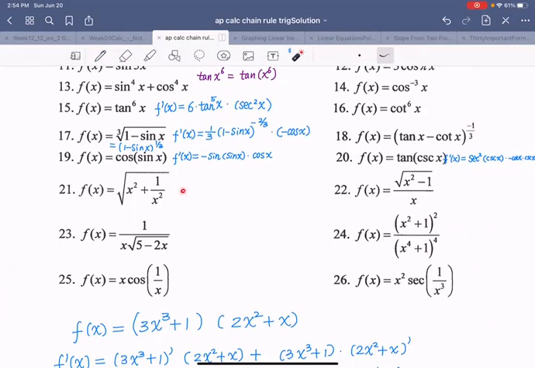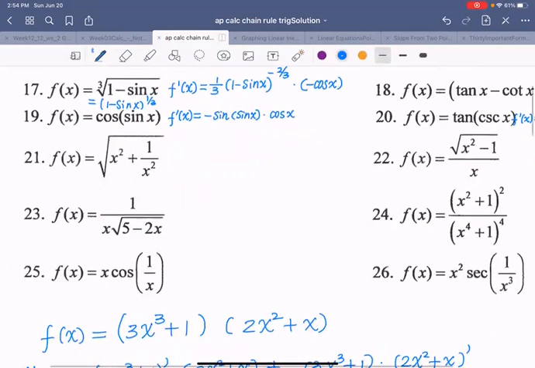Let's see if there are any other harder questions. This is using chain rule. You treat this to the power of 1/2, and then you do the power rule first, and then you do the inside. This one, you can do the quotient rule, not a problem. You can also do the product rule.